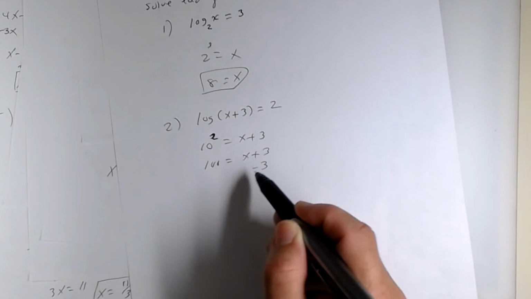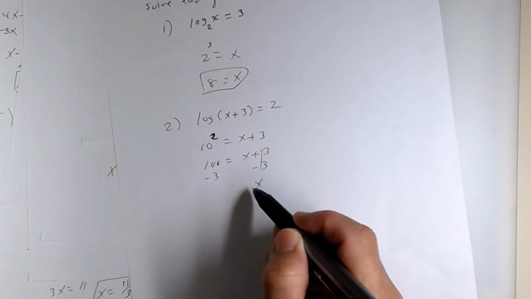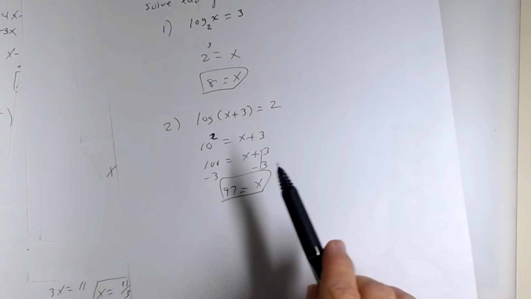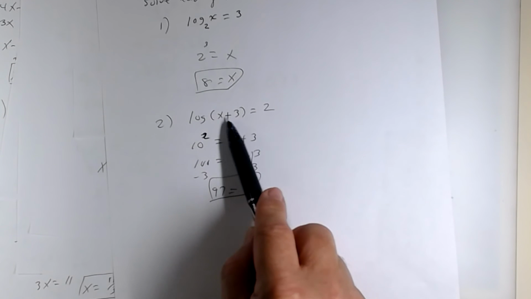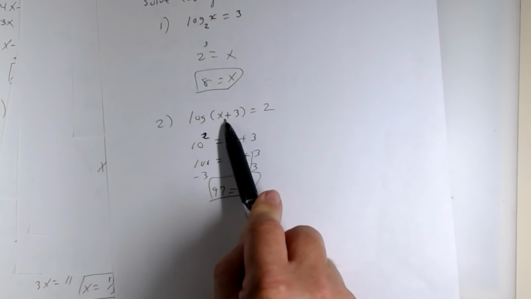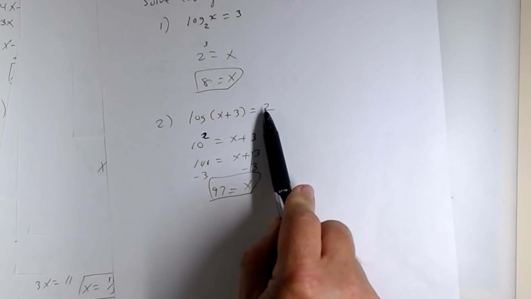So what's 10 squared? 100. And then subtract 3. What's x? 97. And it kind of makes sense. You can always check yourself. What's 97 plus 3? 100. What's the log of 100? Is 10 squared equal to 100? Yes, 10 squared equals 100.